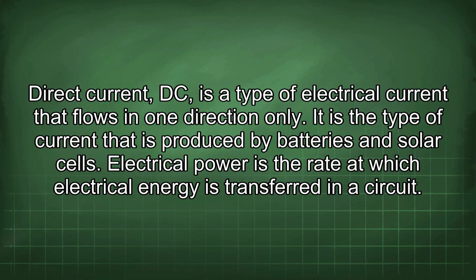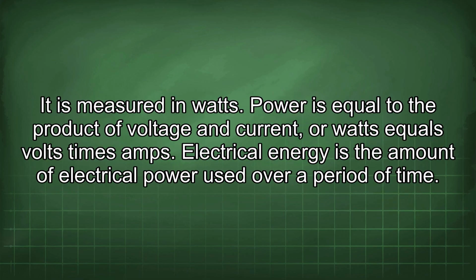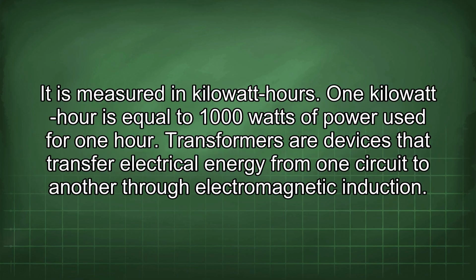Electrical power is the rate at which electrical energy is transferred in a circuit. It is measured in watts. Power is equal to the product of voltage and current, or watts equals volts times amps. Electrical energy is the amount of electrical power used over a period of time. It is measured in kilowatt-hours. 1 kilowatt-hour is equal to 1000 watts of power used for 1 hour.